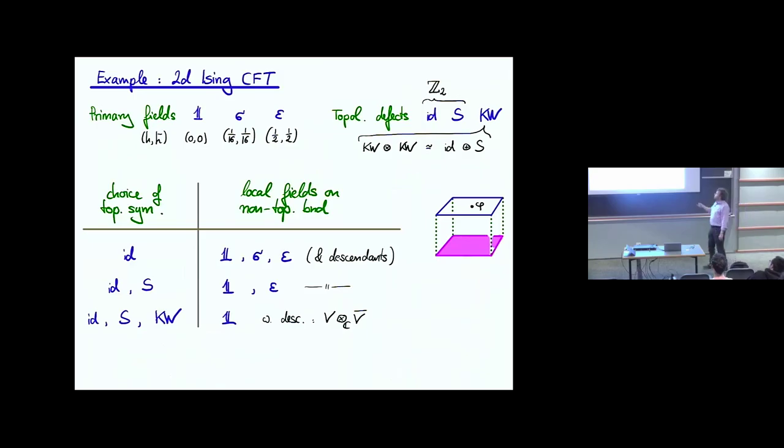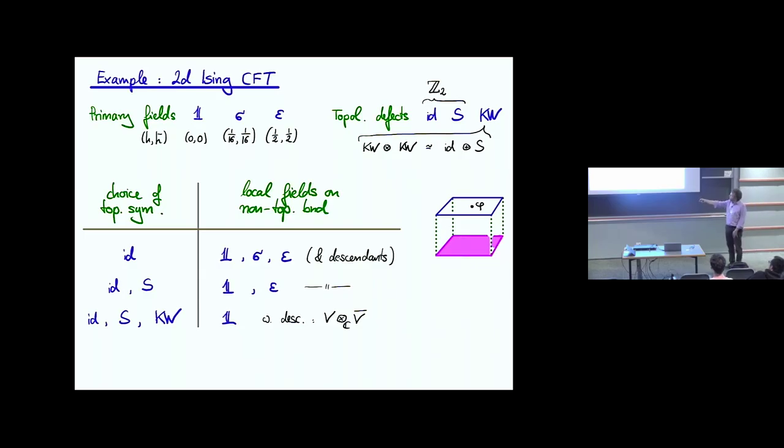And so if you look at these, you notice that you can make 3 choices for a fusion subcategory, so 3 choices of topological symmetry in this model. You could just pick the identity. That's certainly closed under fusion, and then the fields, the local fields which would live on the non-topological boundary without generating a Wilson line, well, that's just every field in the theory. If I take this subcategory, then the local fields are 1 and epsilon, right? So again, there's some non-factorized degree of freedom there because, well, it has both components.